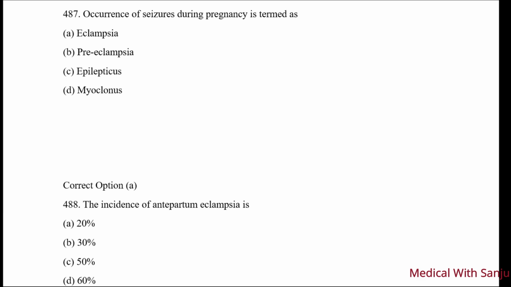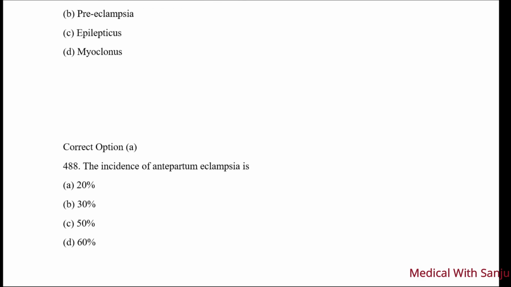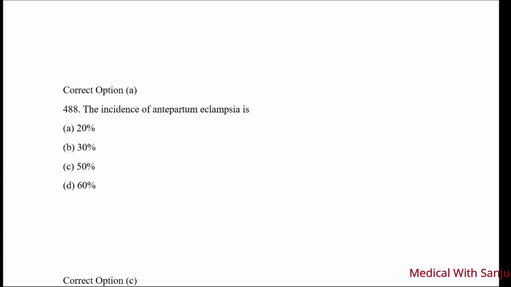Preeclampsia when complicated with convulsion, generalized tonic-clonic seizure or coma is called eclampsia. Question number 488. The incidence of antenatal eclampsia is option A 20%, option B 30%, option C 50%, and option D 60%. The incidence of antepartum eclampsia is 50%, intrapartum eclampsia is 30%, and postpartum eclampsia is 20%. Option C is right answer.